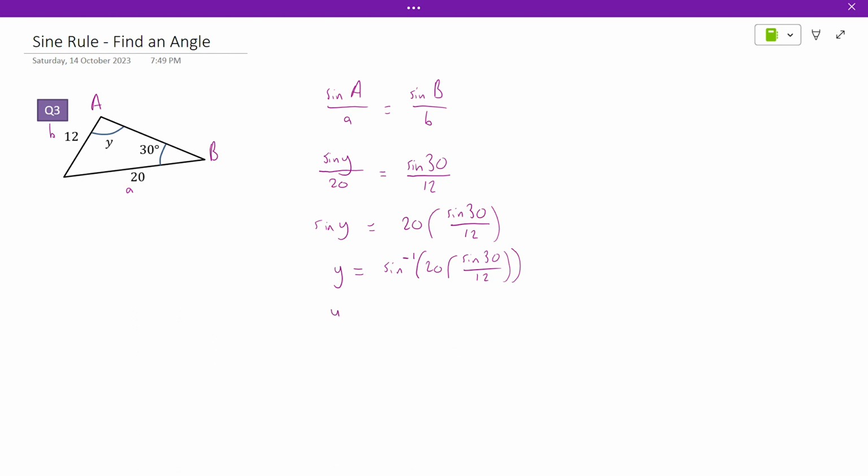So let's get an answer for this. I'll just get my calculator. So I've got the inverse of sine, so that would be shift sine, open bracket, 20, open another bracket, sine of 30 divided by 12, close bracket, close second bracket, equals 56.44. 56.44, and we were looking for that to be in degrees.